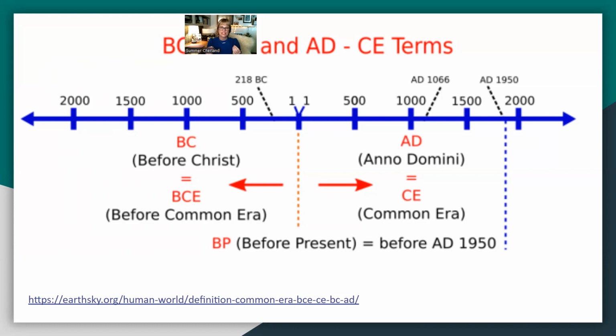So BC stands for before Christ, indicating that the presumed date that Christ was born is year zero. So everything that happened before year zero is considered BC, before Christ. Everything that happened AD is Anno Domini, right? So anything that happened after year zero.